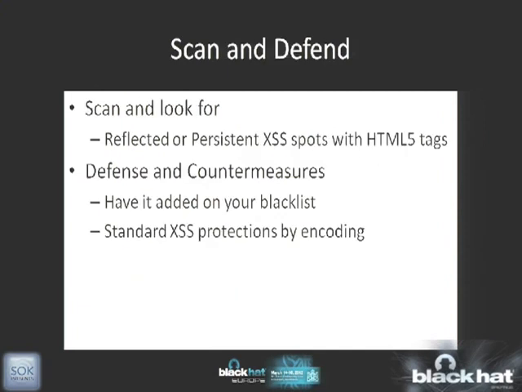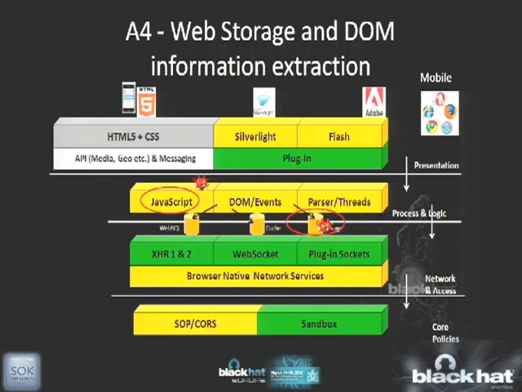There is nothing new in this vector, but the surface of possible persistent and non-persistent attacks has increased now. So definitely look for reflected and persistent XSS, and then try with the HTML5 variants, which we are doing nowadays. For defense and countermeasures, have these added to your blacklist. Standard XSS protection and context-sensitive encoding would be helpful.